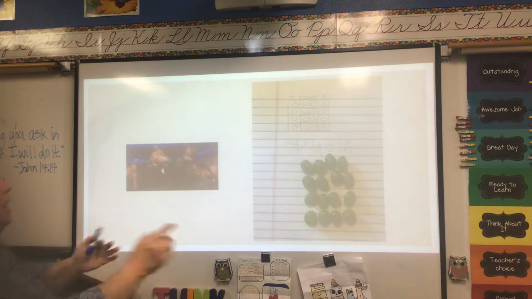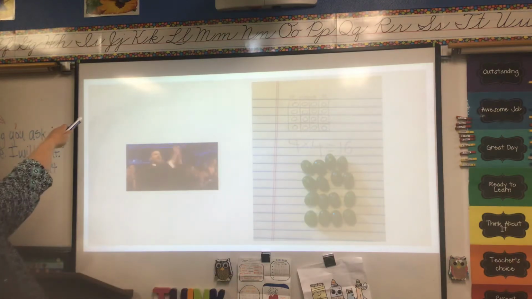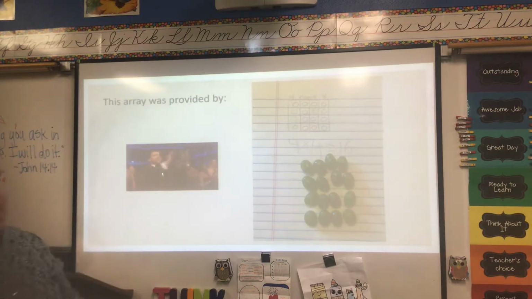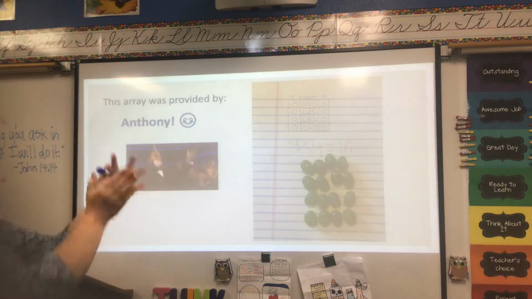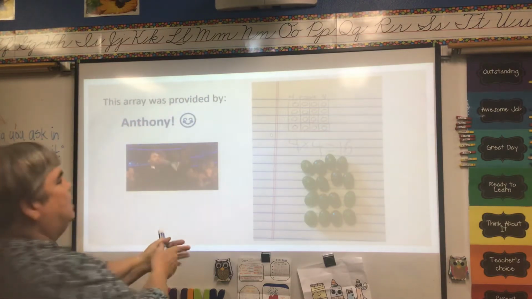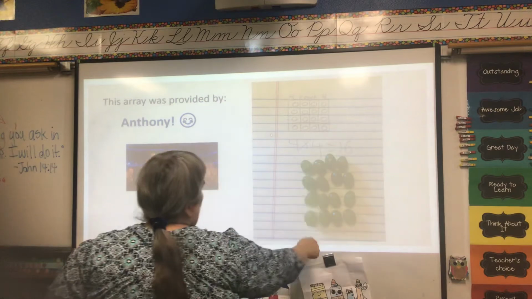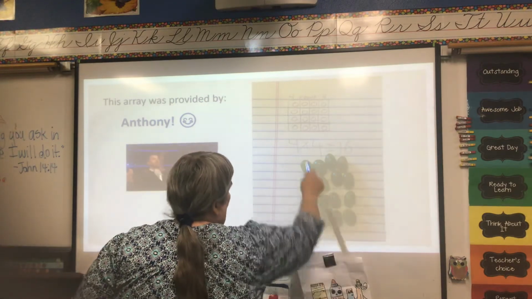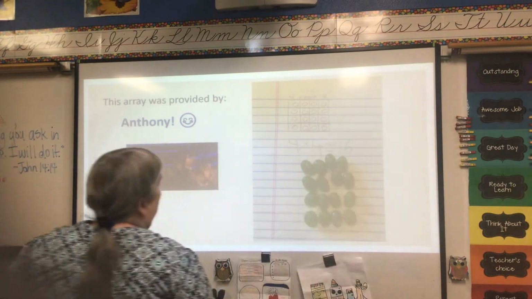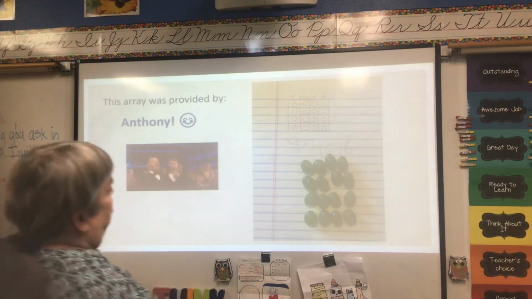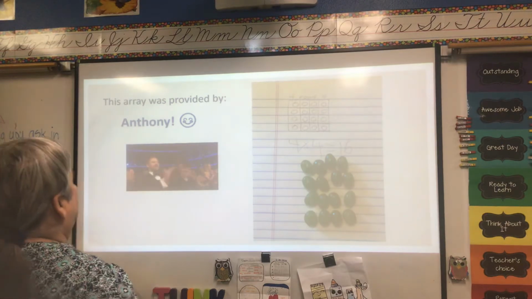Clapping again. And this array was provided by Anthony. Yay! Good job, Anthony. I love the jelly beans. Reminds me of class. We have 4 rows of 4 columns and 4 in each. So that's 4 times 4 is 16.